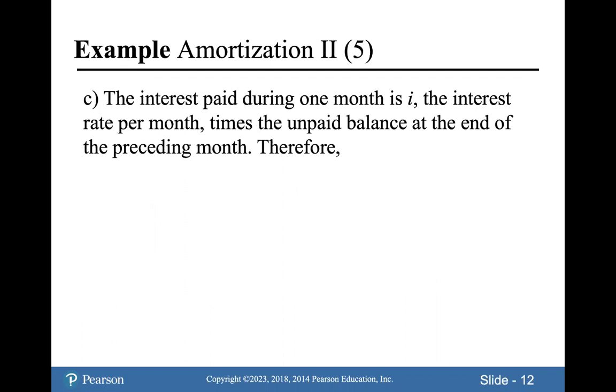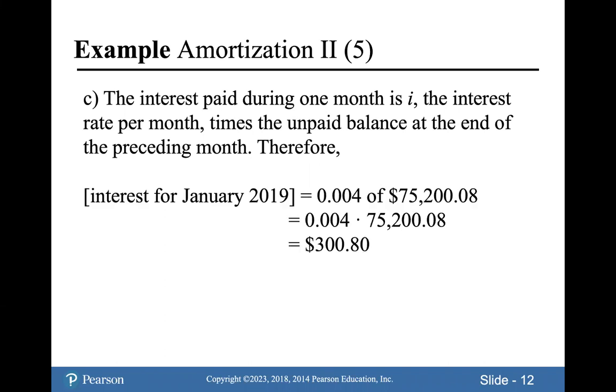The interest paid during 1 month is I, the interest rate per month, times the unpaid balance at the end of the preceding month. Therefore, the interest paid in January 2037 would be 0.004 of $75,200.08, which was the balance left at the end of the preceding month. And that comes out to $300.80.